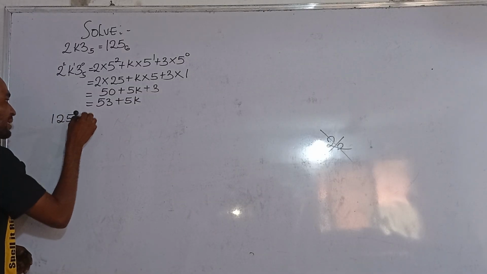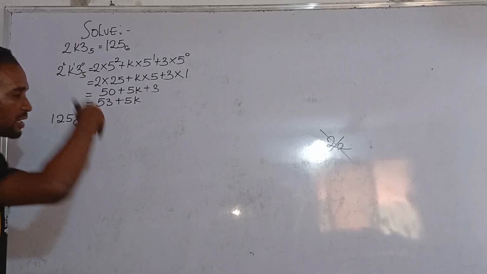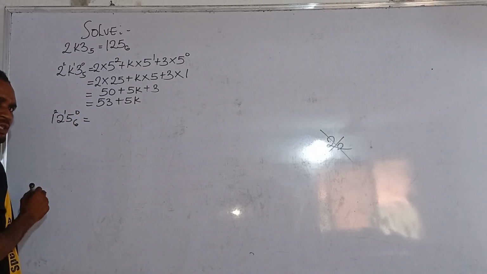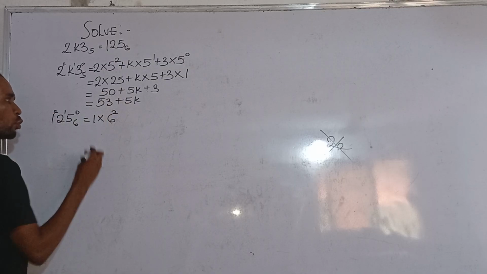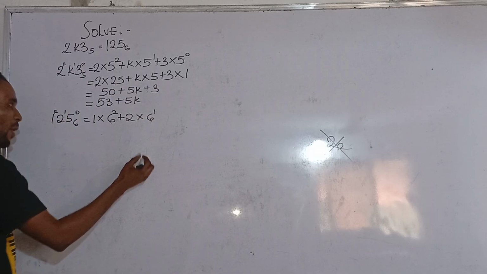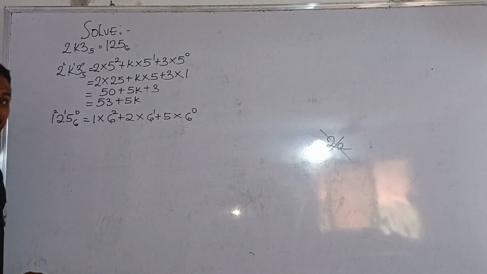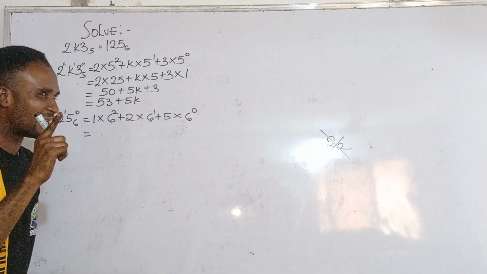1, 2, 5, base 6. I will do the same thing, convert to base 10, and I will compare it to get my answer. Let's go. 0, 1, and 2. Do you see that? Good. So we have 1 times 6 raised to the power of what? 2. Plus 2 times 6 raised to the power of what? 1. Plus 5 times 6 raised to the power of 0. Good. Equals, remember we are converting to a base 10.